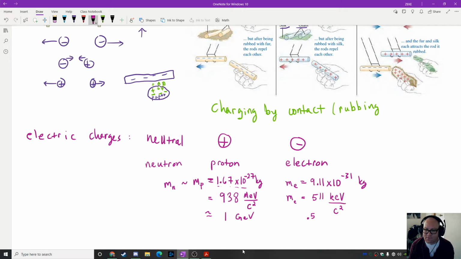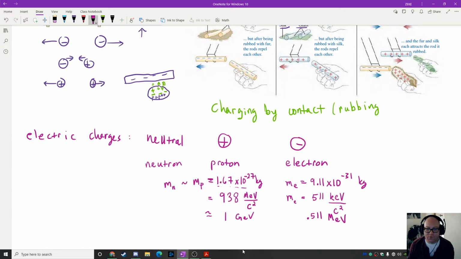Yeah, 0.511 MeV. And from there you can see that it's about 2,000, right? This is mega, this is giga. It's about 2,000 times as big. All right, so the electron is significantly smaller. That's part of why it's really easy for it to move around, because it doesn't weigh very much.